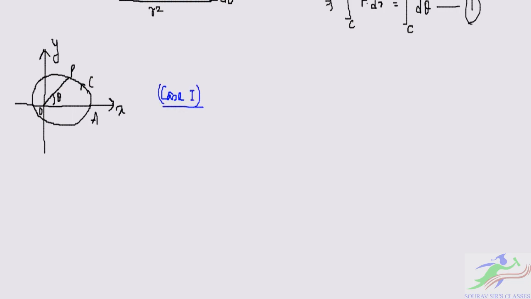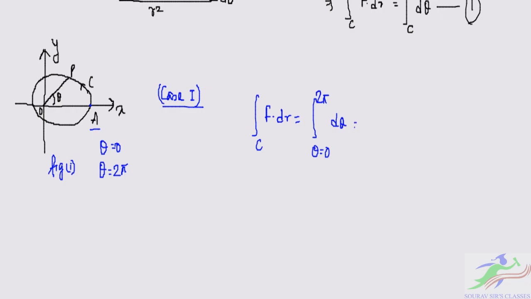If the origin O lies inside the closed curve C, as you can see in figure 1, then for the curve C at the point A, we have theta equal to 0. And when after a complete round we come back to A, then theta is equal to 2 pi. So from equation 1 we get the closed integral of F dot dr equal to the integral from theta equal to 0 to 2 pi of d theta, which is nothing but 2 pi.